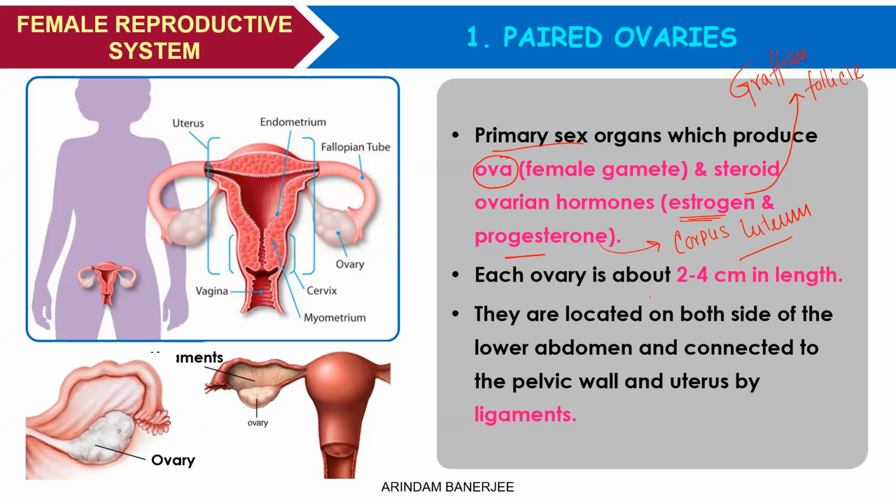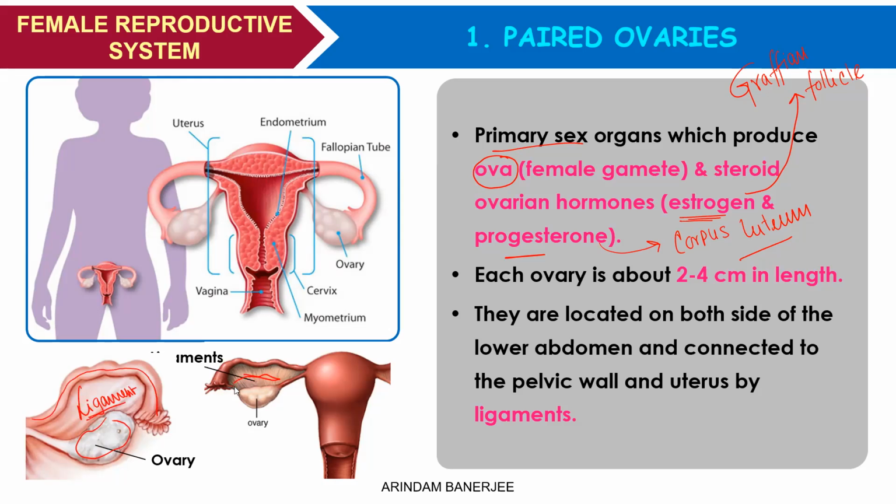So here you can see the structure of the ovary. This is the structure of the ovary, and that ovary is connected with the fallopian tube. This is the portion of the fallopian tube. It is connected by the ligament. These are the ligaments, the portion of ligament on the left-hand side of your screen.